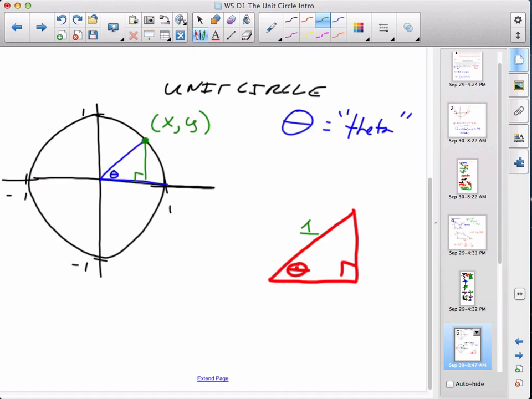This point is x comma y, which means that this distance is equal to what? X. So this distance is x, right? It's the x coordinate. Not only is it the length right here, but it's also the coordinate of that point. So what would this other vertical length be? Y. It's the y length. Do we see that?